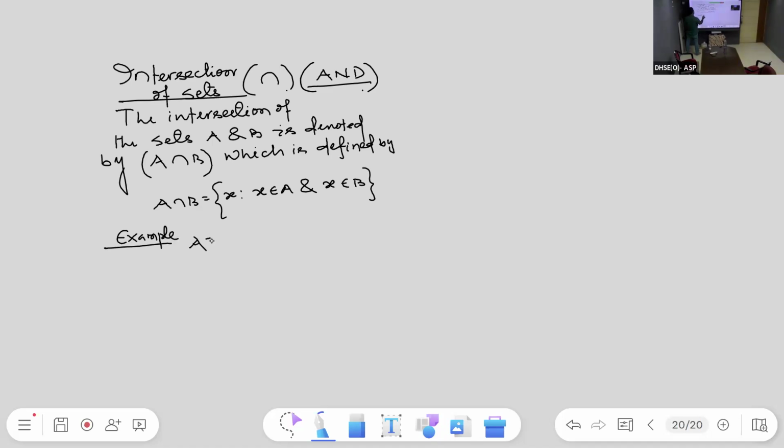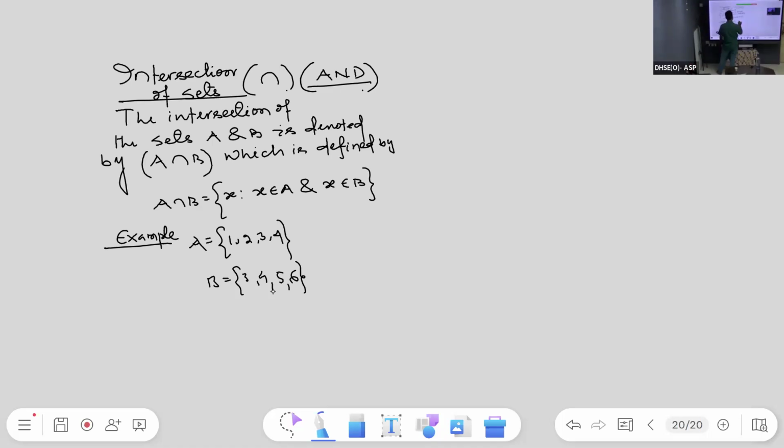Let A be the set containing the elements 1, 2, 3, 4, and B be the set containing the elements 3, 4, 5, 6. Then what will be A intersection B? Then the set A intersection B is the set containing 3 and 4, right? So 3 and 4 are common to both the sets A and B.